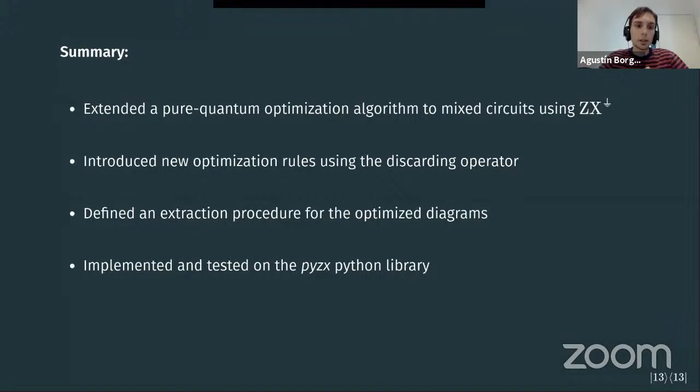So, in this talk, I described an optimization procedure for mixed quantum classical circuits using the formal ZX ground calculus. We introduced a number of G-flow preserving rules using the discarding operator and extended an extraction algorithm from these diagrams. This included a classicalization procedure to detect which parts can be done classically. We have implemented all this in the PyZX Python library, and in the future we plan to benchmark its performance against real-world circuits with mixed quantum and classical logic. So that's all, and thank you very much.